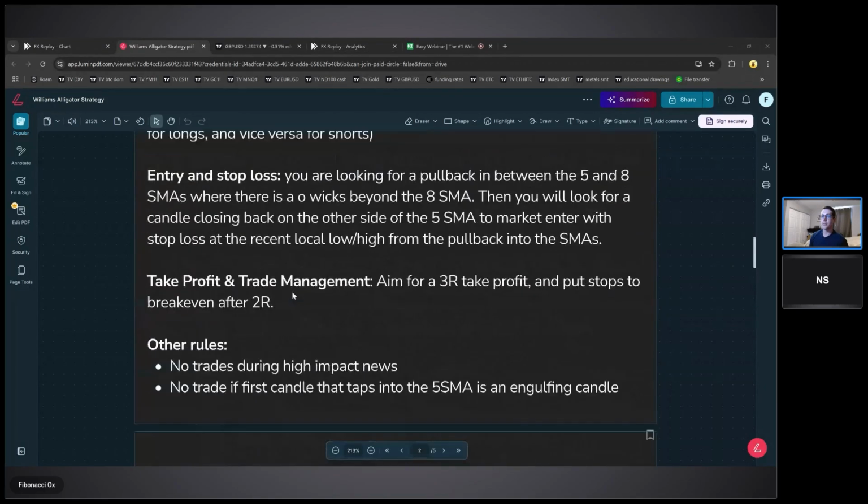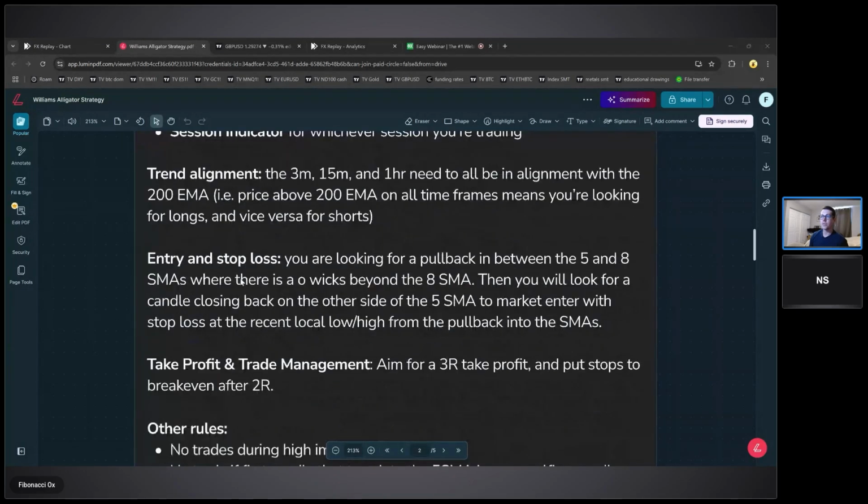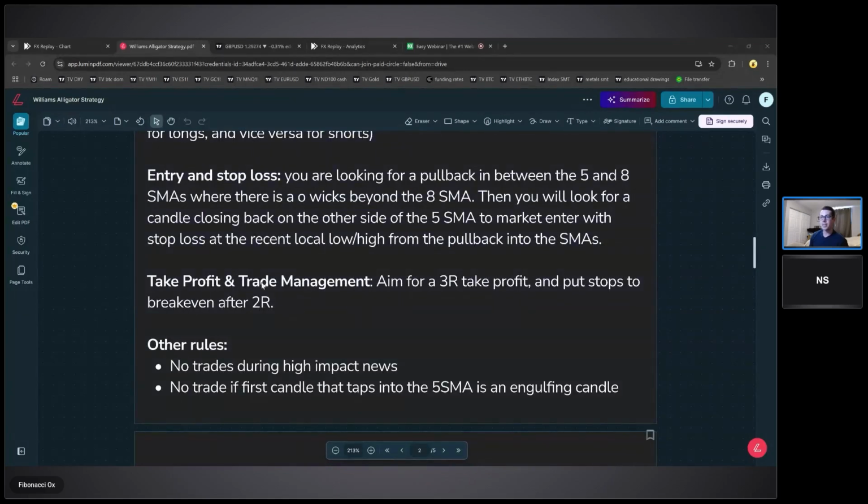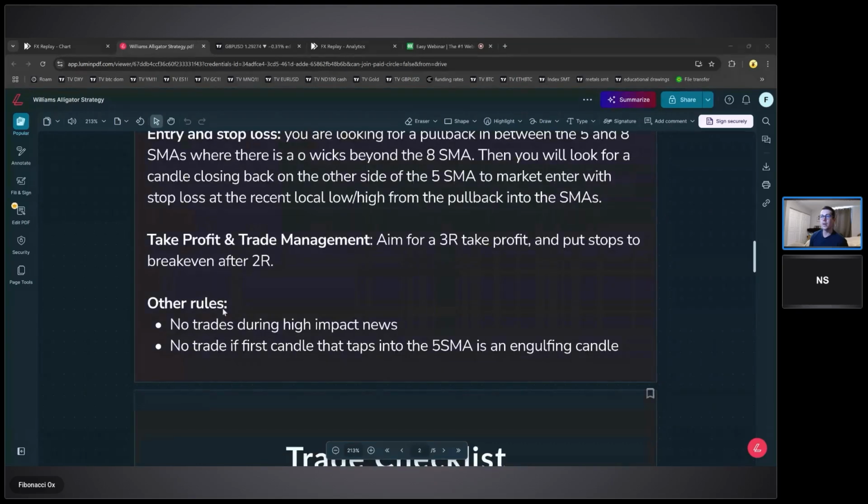I'll go over a couple additional rules. I'd mentioned take profit and trade management. We're going to aim for 3R with break even stops after 2R. Most likely we won't trade during high impact news. I'll be honest, I personally trade New York sessions, so I'm not as familiar with London news events and which ones are actually high impact or not. So I might ask you guys if you want me to take certain trades if they're during certain news or not.